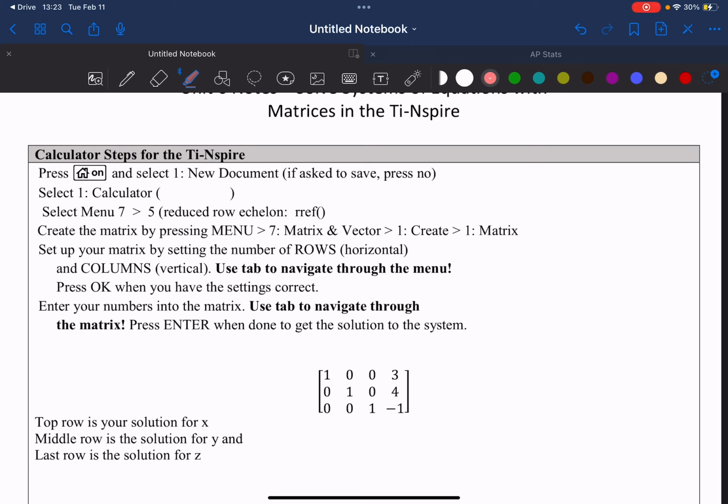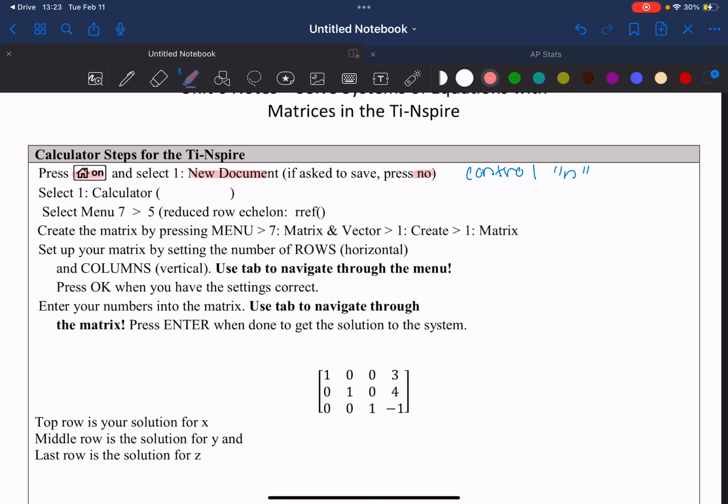So what this wants you to do first, before you do anything else, is make sure you clear your calculator. You can do that by pressing the home button, hitting a new document, and then pressing no, or you can hit Control N. Both will do the same thing.